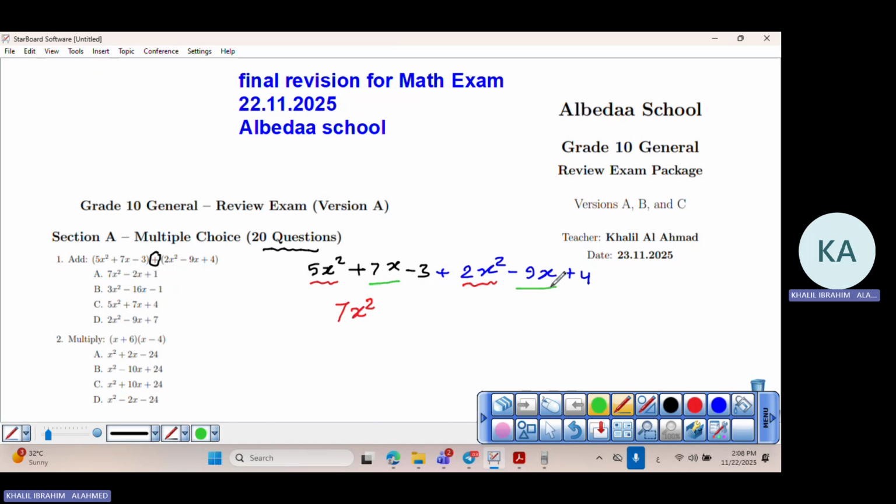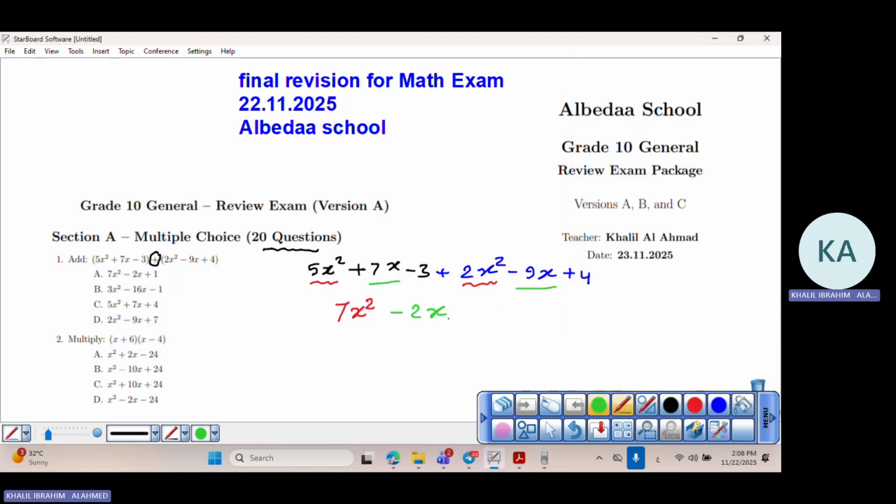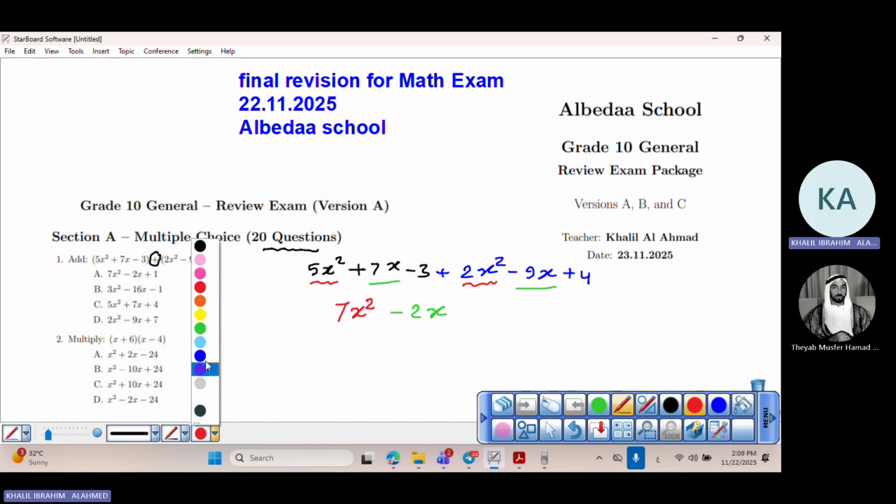Maybe some students didn't understand how to find this. You can use a calculator for this. It's easy. Just write 7 minus 9. What is the answer? Negative 2. Put it here, x. That's it. It's easy. And also here, maybe change the color, use another color here as you see.